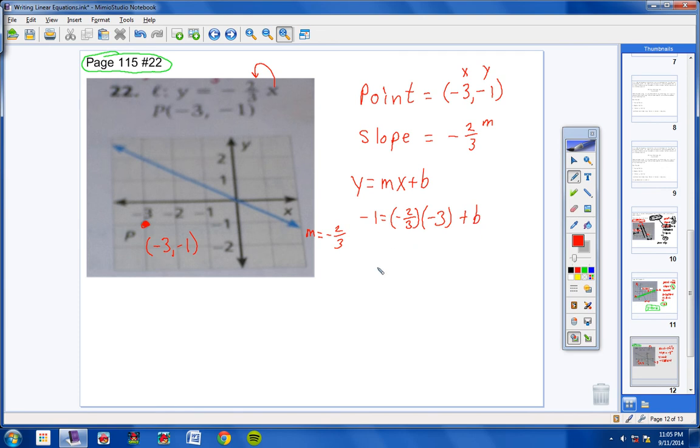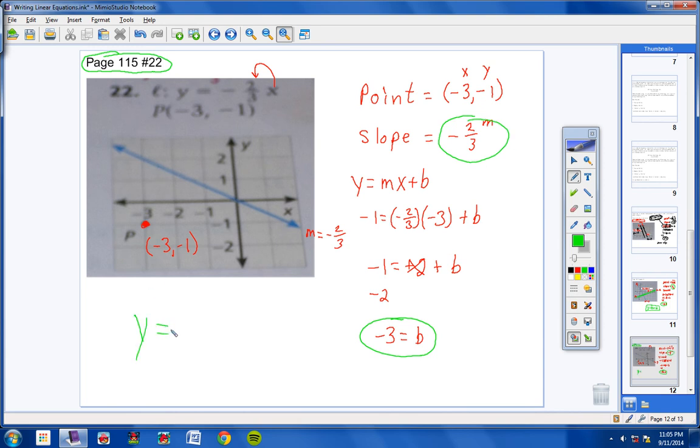And here we go. Negative 2/3 times negative 3 would be a positive 2. If you struggle with fractions, use your calculator, okay? Bring this positive 2 over, and when you bring it over, it becomes a negative 2. So this is gone, negative 2. So you're left with negative 3 equals b. So look what you know, students. You know b is negative 3. You know the slope is negative 2/3. You're ready to write your equation.